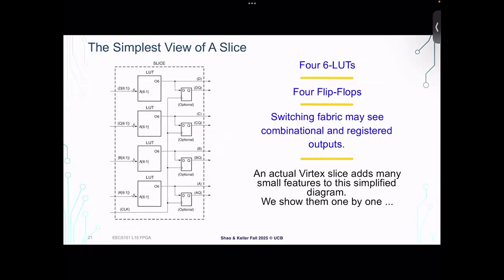And so this is the very basic view of what's in a slice, right? So it's just these LUT6s, which again have 2 LUT5s in them. There's 4 of those, and then each of them has an optional flip-flop after them. So we'll do a bunch of combinational logic, and then we can either flop it, or we can just go straight out to another slice and do some more combinational logic. Okay, and then the Virtex slices add some more bells and whistles.